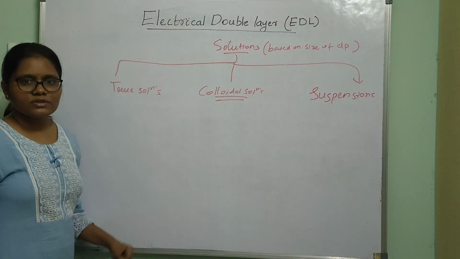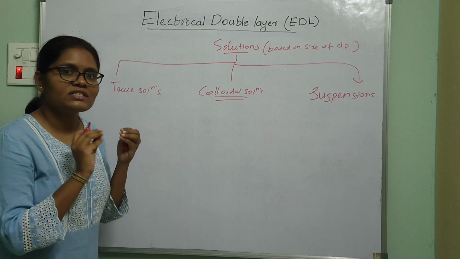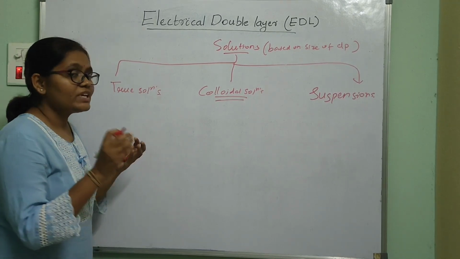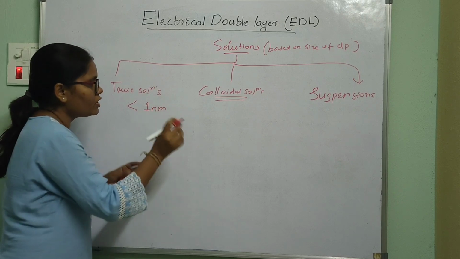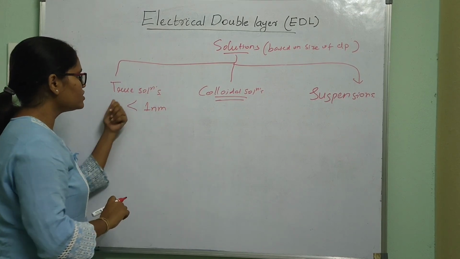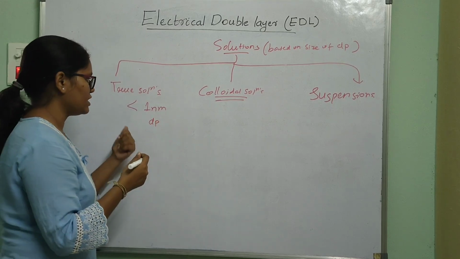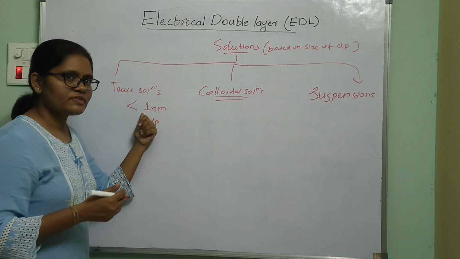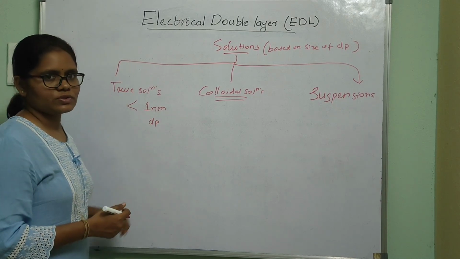Okay, what are true solutions? The solutions in which the dispersed phase particles are very small in size, that is less than 1 nanometer. If the dispersed phase particles, which are nothing but solute particles, are less than 1 nanometer in size, then it becomes a true solution.